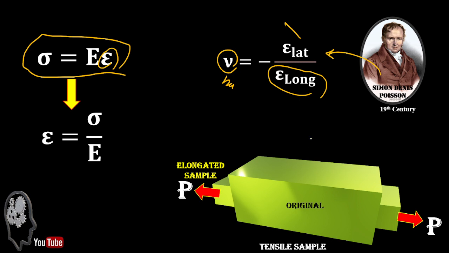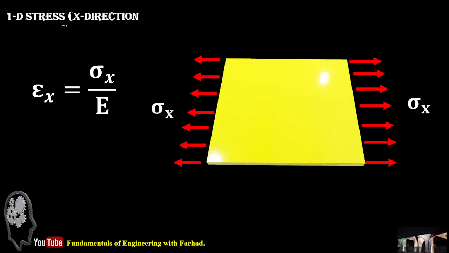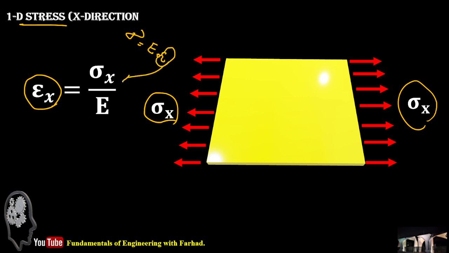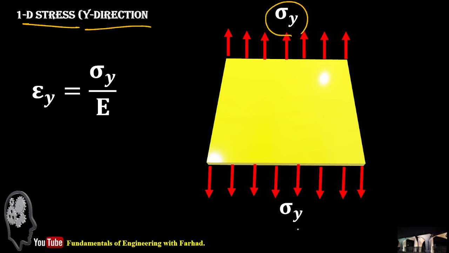This is the original setup of a tensile stress, and this is the elongated sample. If we have a 1D stress, for example only sigma x, we can easily go by Hooke's law: sigma is E times epsilon, so the strain in the x direction is sigma x over E. For 1D stress in the y direction, epsilon y is equal to sigma y over E.